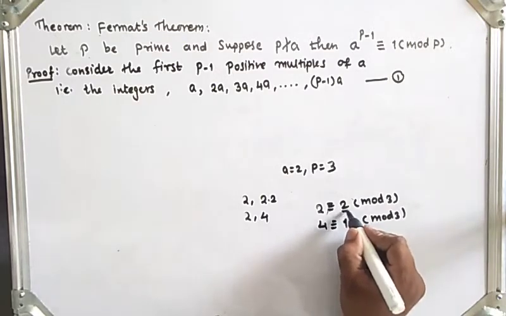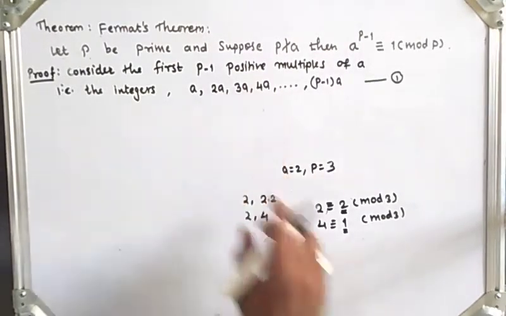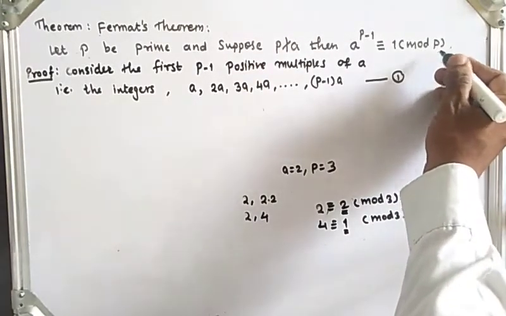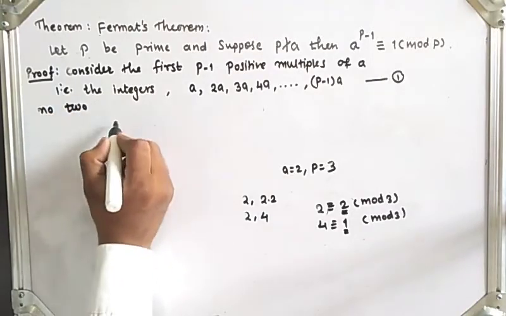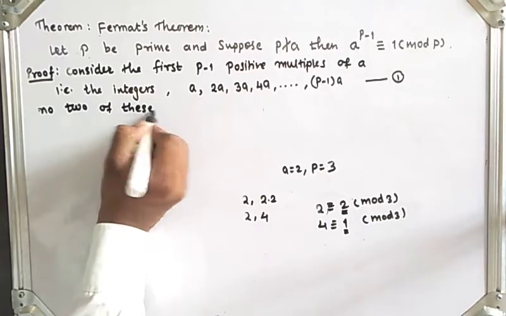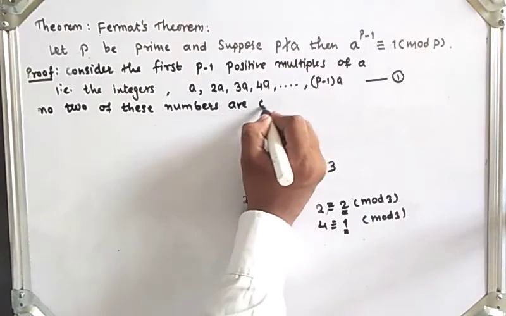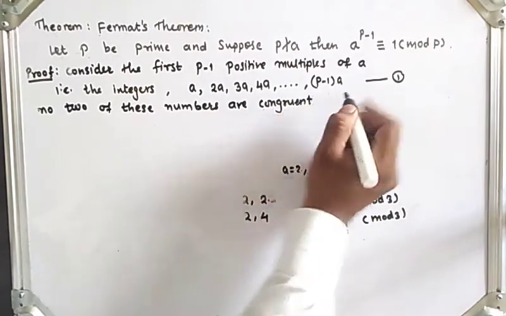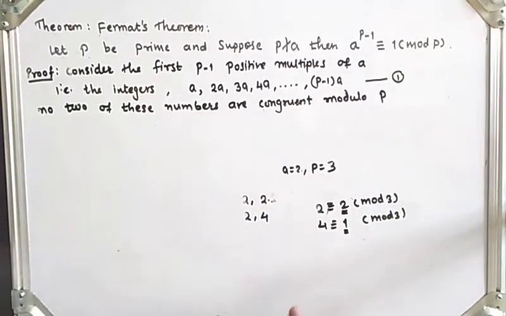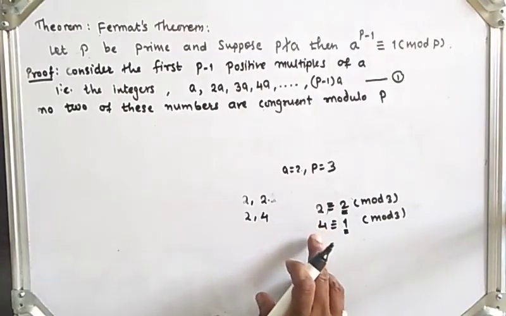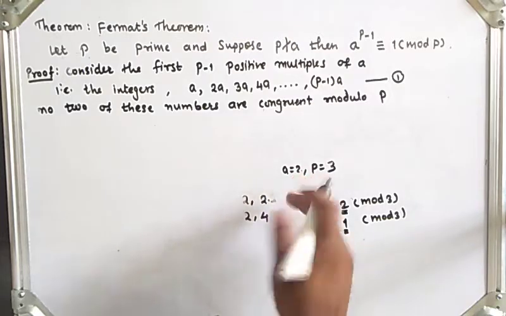So here the remainder is 2, here the remainder is 1, which means no two numbers get the same remainder when divided by p, right? So here what will I say? No two of these numbers are congruent modulo p. No two numbers are congruent modulo p means what? There are no two elements which give the same remainder, right? So here I have taken p equal to 3, a equal to 2.